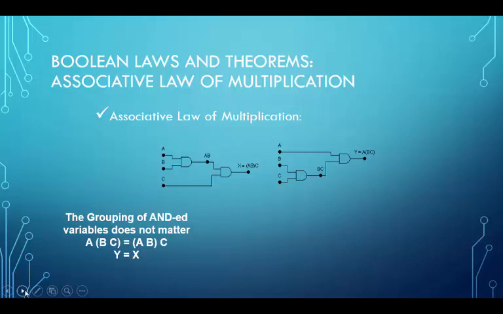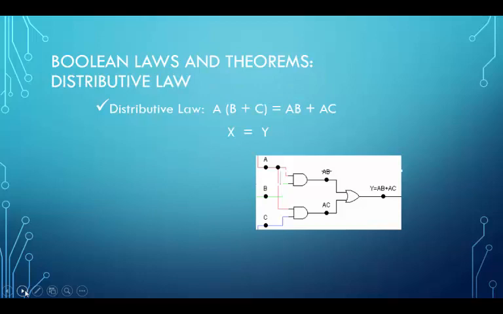We can take A and B and AND that with C. Alternatively, we can AND B and C and AND that result with A and get the same value output. The distributive law tells us that we can take A ANDed with B or C, and that gives us the same result as A and B, or that function with A and C.